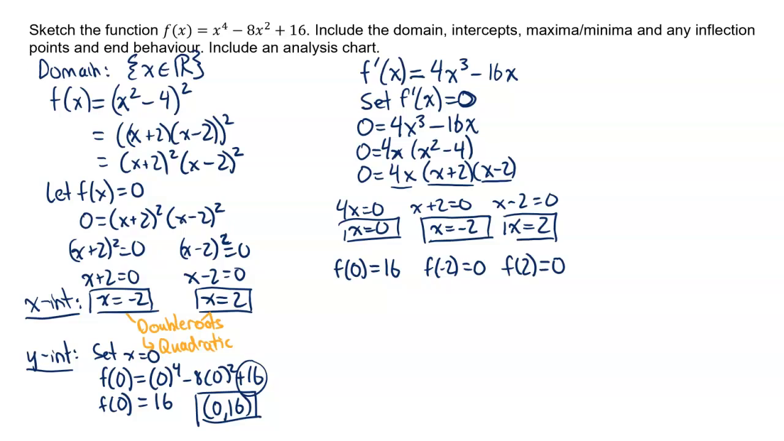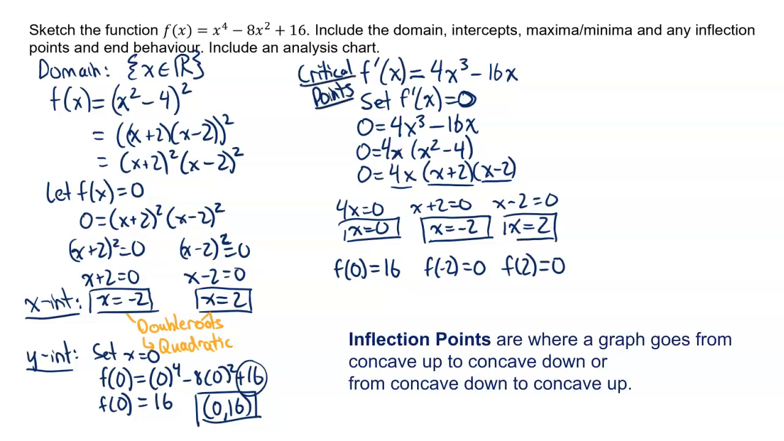But what I want to do is look at my inflection points now, and that takes the second derivative. So the critical points were the first derivative, and now we move on to the second derivative, which is the inflection points. For the second derivative, we take that first derivative and we take the derivative of that. And so this is going to give me 3 times 4, which is 12, and then 1 degree less on the x cubed, which is x squared now, and then minus 16.